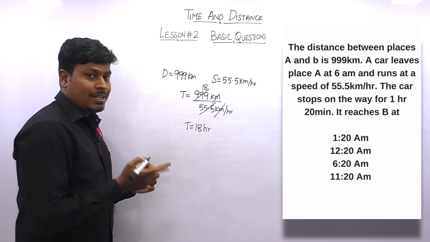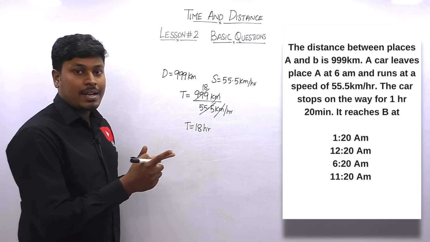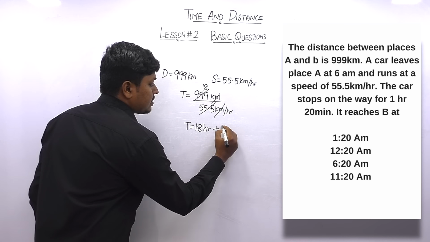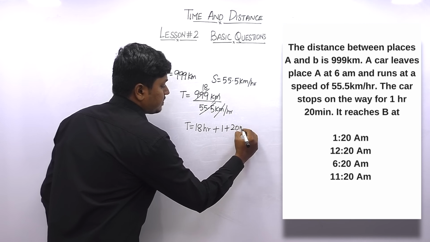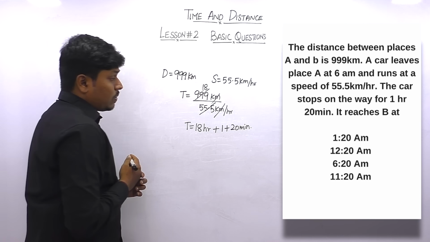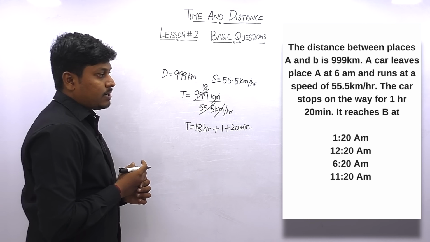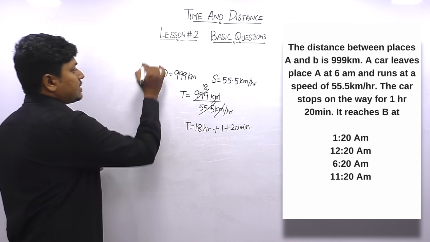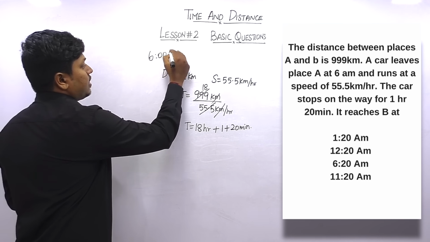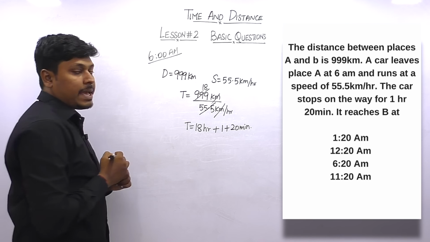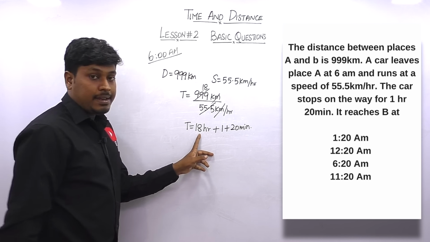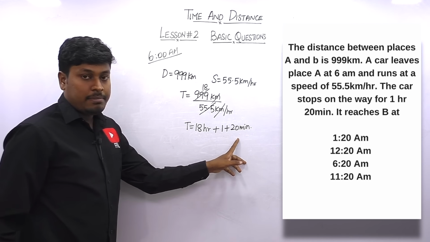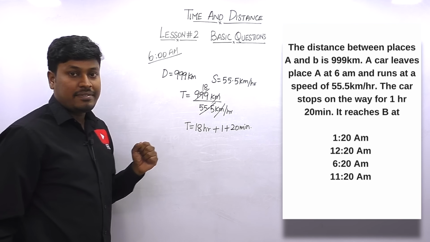And we already know that at some point they are taking a rest, that is 1 hour 20 minutes. So we can add this 1 hour and 20 minutes. So what is our target? Our target is to find at what time it reaches the place B. Listen carefully. The car starts at 6 am. Got it? Car starts at morning 6 am. And then they have traveled 18 hours, then 1 hour 20 minutes. Totally 19 hours 20 minutes they have traveled.